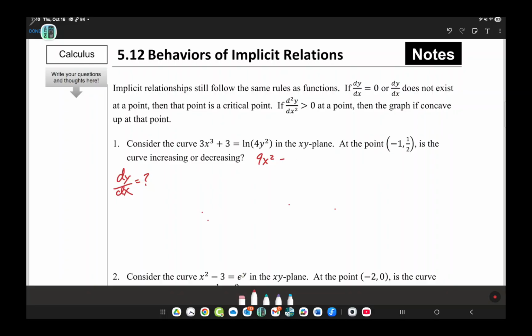Derivative of 3 is 0. Now, the derivative of natural log of 4y squared is going to be 1 over 4y squared times 8y. Well, don't forget this because people do this: dy/dx. Anytime I take the derivative of y, I have to include the dy/dx. So that's going to give me 9x squared is equal to 8y over 4y squared dy/dx, which gives me 9x squared is equal to 2 over y dy/dx.